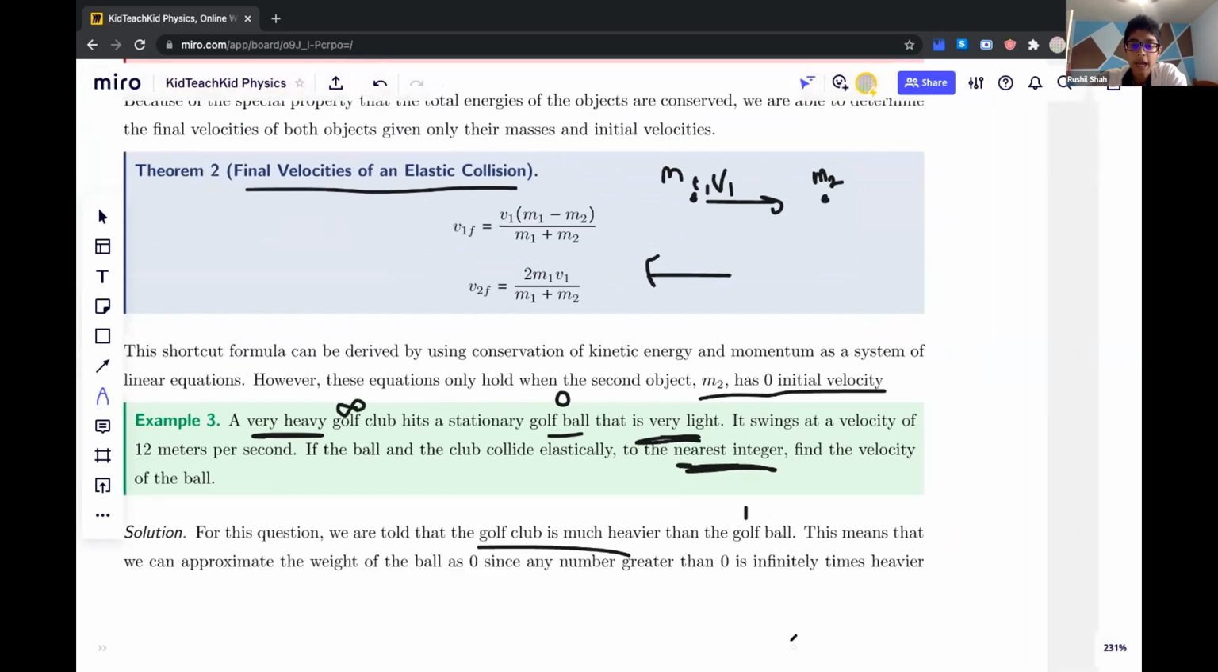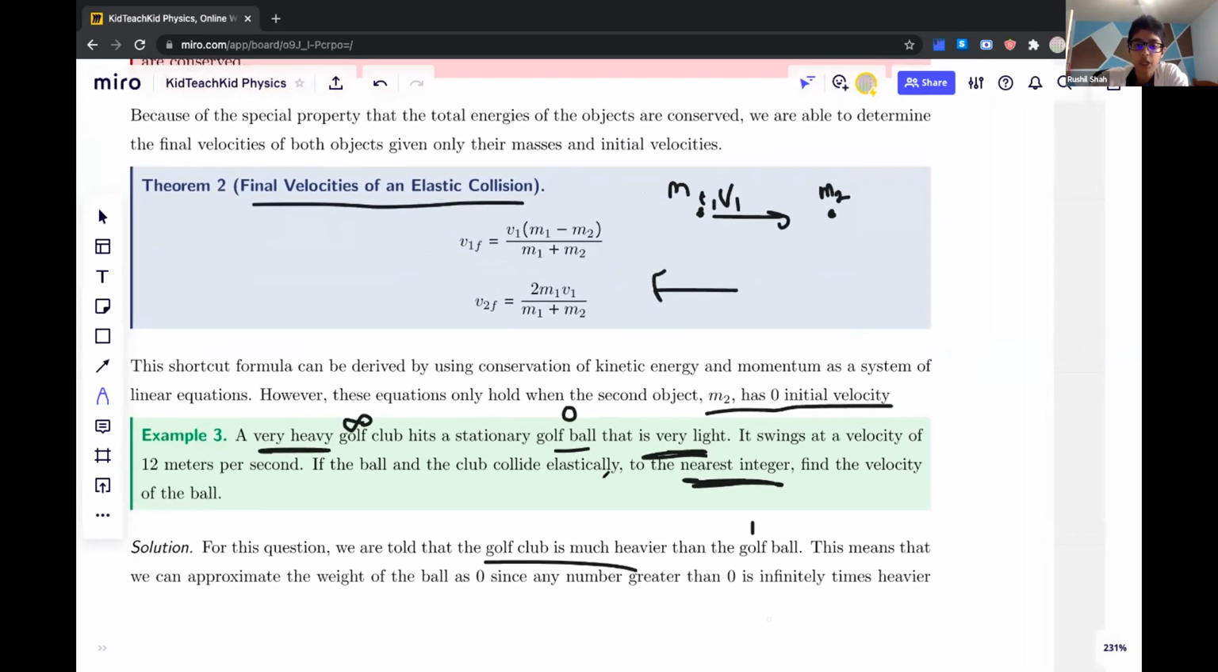Okay, so now what we can do is plug in the values of the masses of the golf ball and the club and their velocities into this equation right here. The mass m1 is going to be the golf club, because in these equations, m1 is the one with a non-zero initial velocity, and m2 is the one that's at rest. So in this case, the golf ball is at rest, so m2 will be zero.